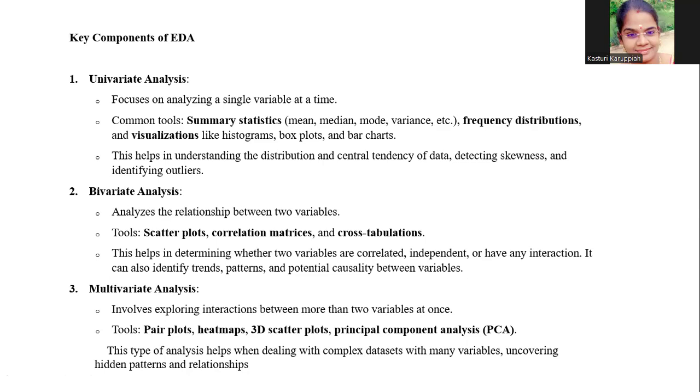Then what is multivariate? If I have to find the relationship between more than two variables, I will go for multivariate analysis. I can compare and contrast and find the relationship between many variables at a time. The tools used are bar plots, heat maps, scatter plots, PCA, and so on. This type of analysis helps when dealing with complex data sets with many variables, so that we can uncover the hidden patterns and relationships.